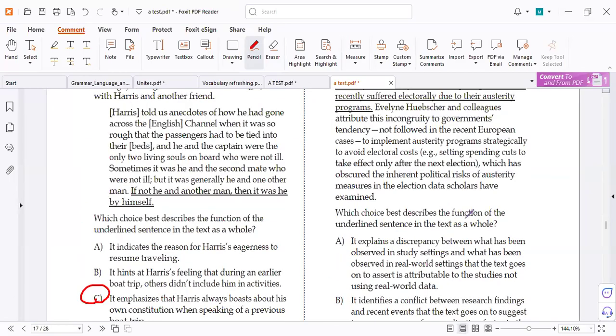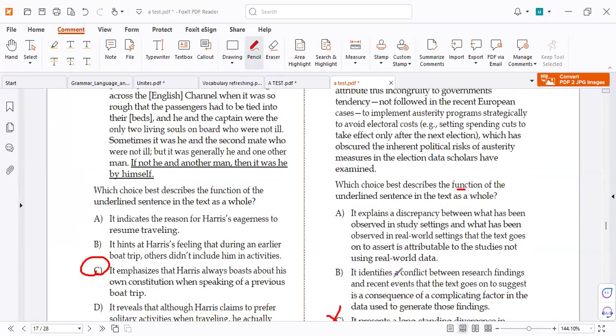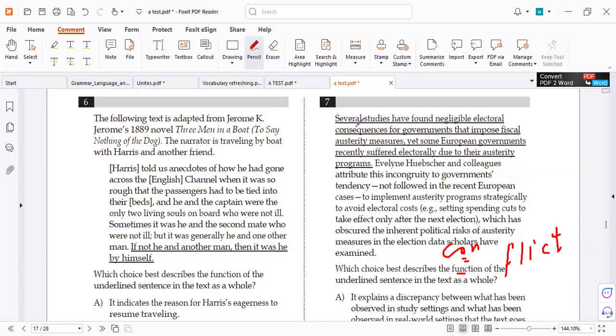Here, the function, I told you the functions are underlined only. Let's prove it together. Identify the conflict. You know conflict? Conflict has the Latin root flict. You see, flict here means not stable emotions between two things, like conflict between countries, between you and yourself. Look at the underlined. What is the conflict? Several studies have found negligible electoral consequence of governments that impose fiscal austerity measures.